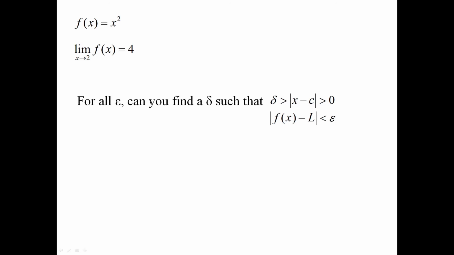So here's the next one I wanted to try, x squared. And let's say we want to investigate this limit as x goes to 2. And from 2.2, we know this limit is 4. Now, is this really a limit? Well, let's check the definition. So again, for all epsilon, we want to find a delta such that these expressions are satisfied.